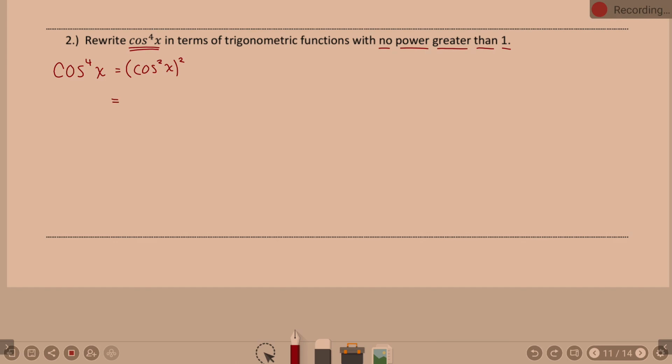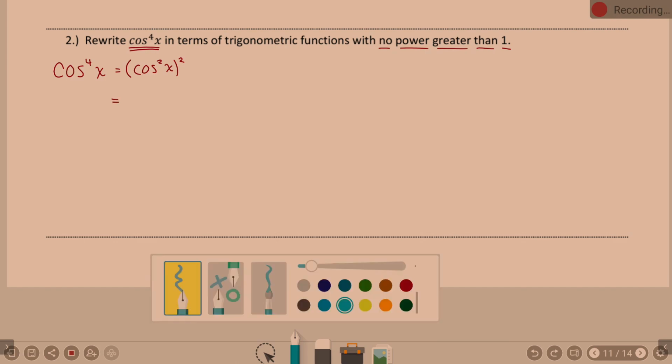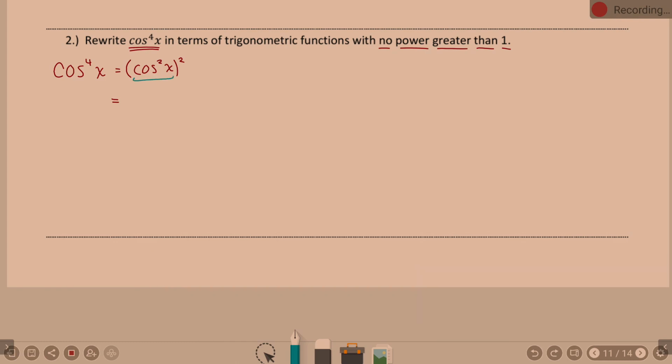Now, what can we do here? Do we know something about cosine squared? Look at your power reducing identities. 1 plus cosine squared x. Okay. According to my power reducing identities, cosine squared x is 1 plus cosine 2x over 2. Do I remember it right? And what would that mean? That would mean quantity squared here, yes?